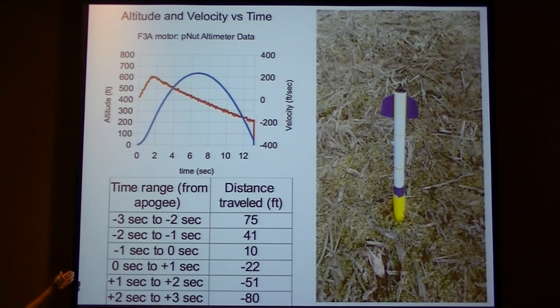I can see 1 second prior to the apogee, it's traveling 10 feet per second. Between 2 seconds prior to and at apogee, it traveled 51 feet. So you can see that variability, if you're looking at a precision altitude event, variability in a motor makes quite a big difference.